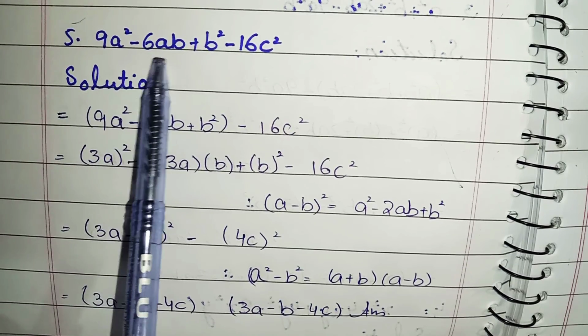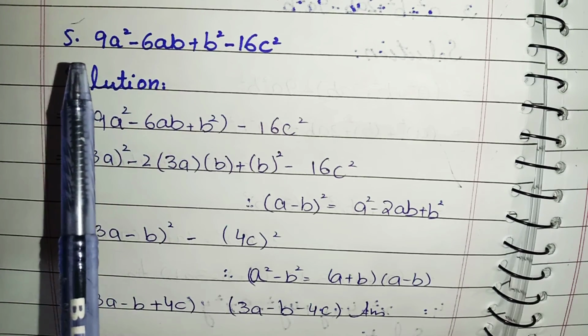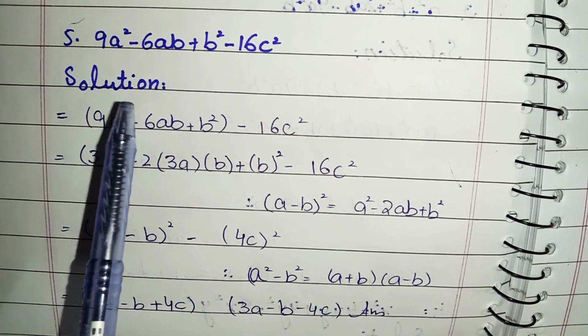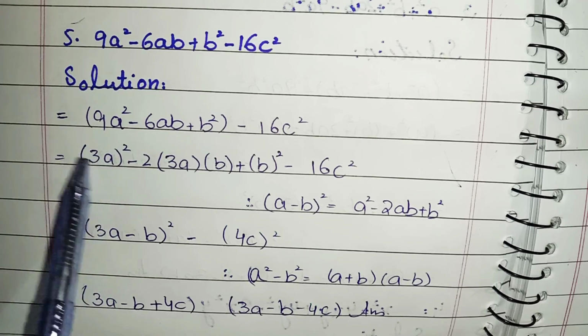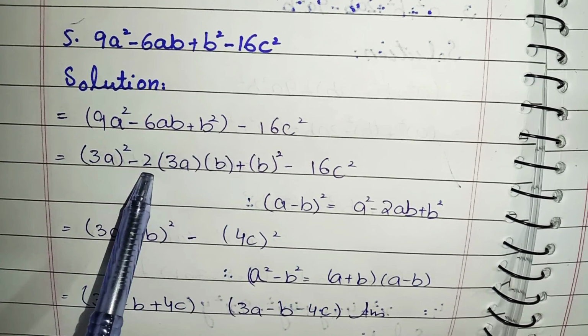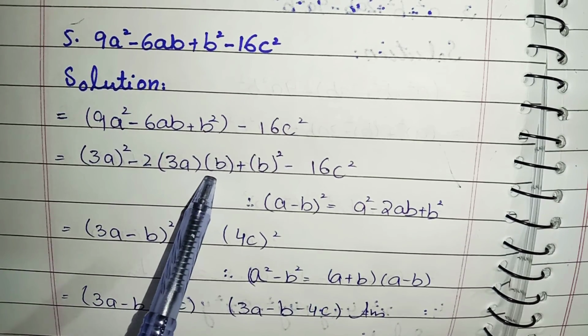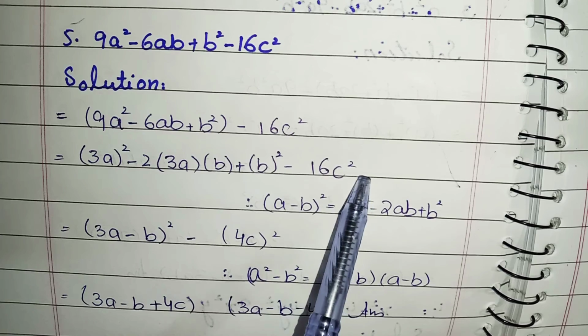9a square minus 6ab plus b square minus 16c square. Firstly, we build up the squares of the first three terms and enclose our formula. Here we have 3a whole square, then we have b whole square. Here we have minus 2 of the formula, then we will write our first term 3a, then our second term b. Now minus 16c square we will write as it is.